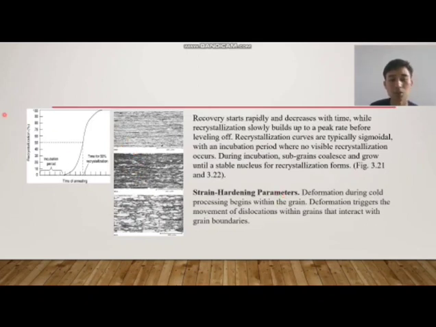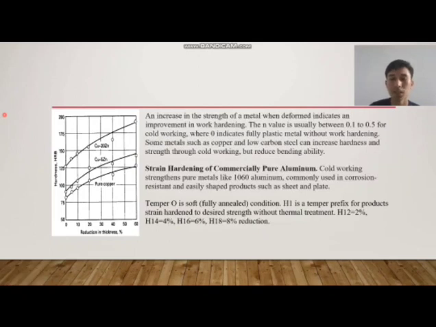Next, strain hardening parameters. Deformation during cold processing begins within the grain. Deformation triggers the movement of dislocations within grains that interact with grain boundaries. Next, an increase in the strength of metal when deformed indicates an improvement in work hardening. The n value is usually between 0.1 and 0.5 for cold working, where 0 indicates purely plastic metal without work hardening.